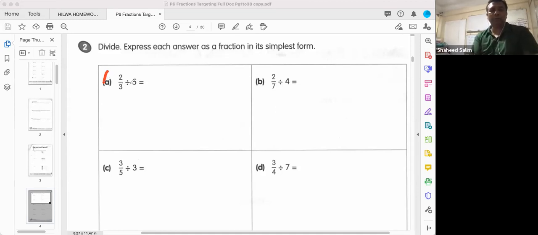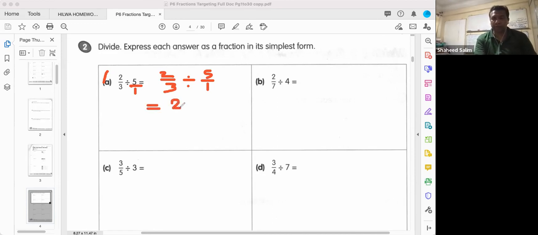Forgot already? No problem. First, you put this over 1. So 2 over 3 divided by 5 over 1. Now you have to change from divide to times. Left side the same. Right side, you put times, then you flip it to the opposite direction. So you get 1 over 5.